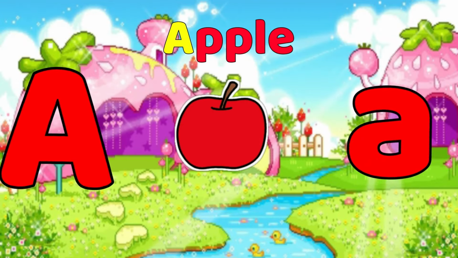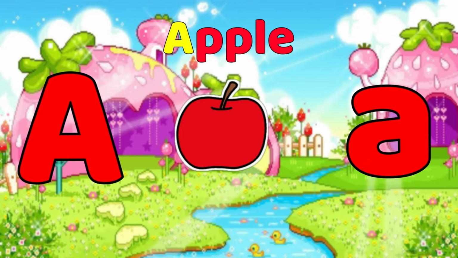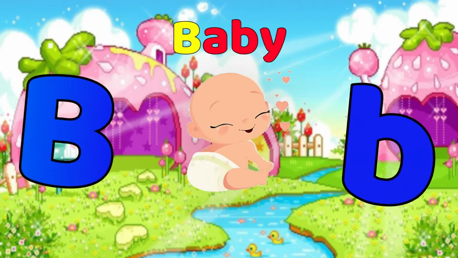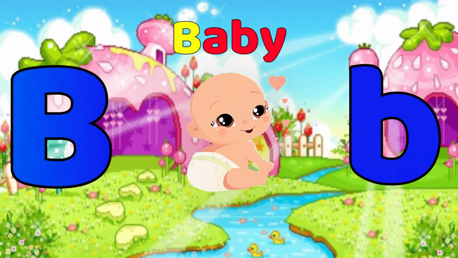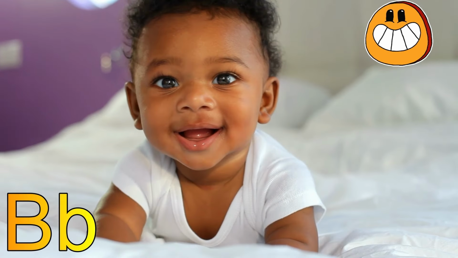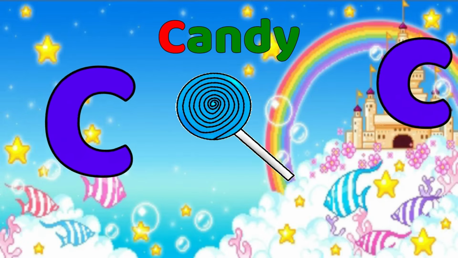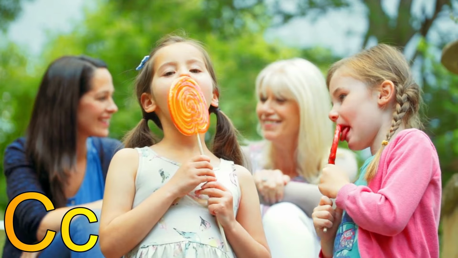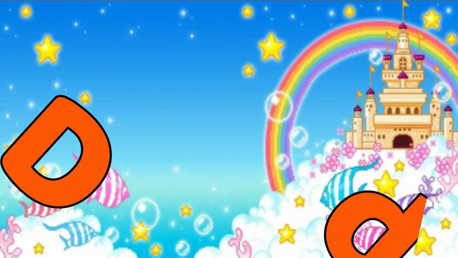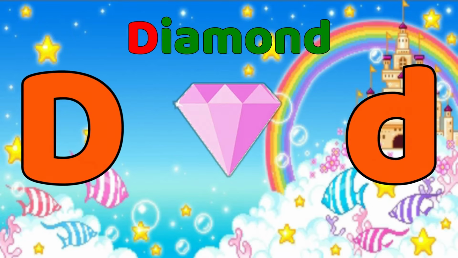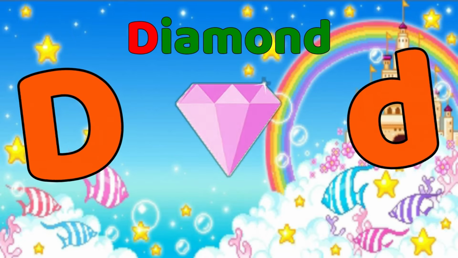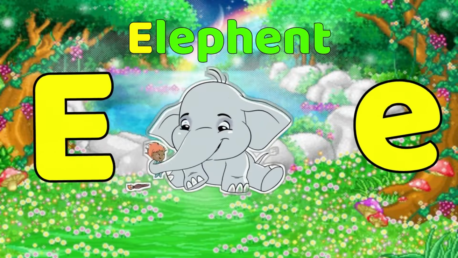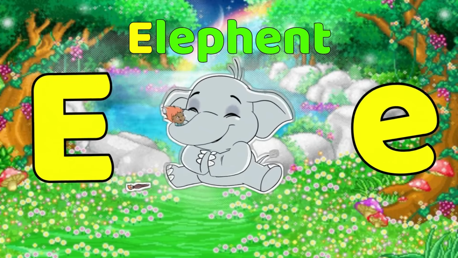For apple. Baby, b b baby. C is for candy, c candy. D is for diamond, d d diamond. E is for elephant, e e elephant.